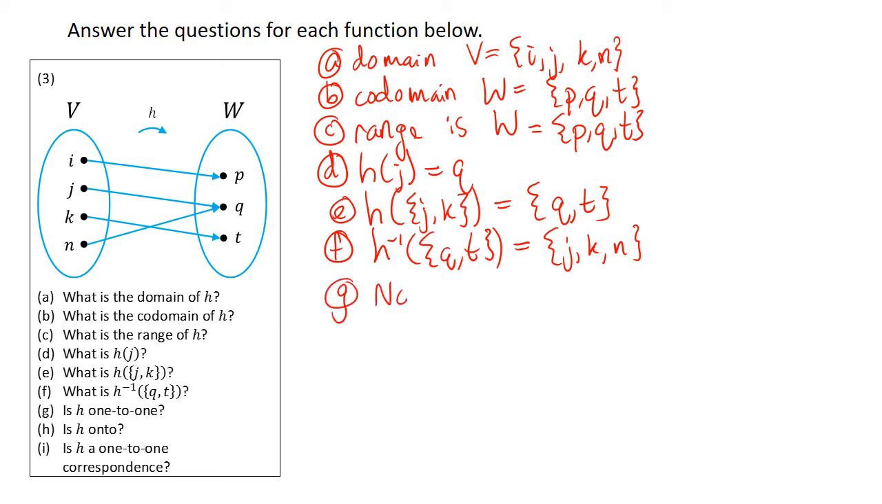Part G, is H 1-to-1? So this is going to be a no, and the reason is because H of J is the same as H of N. So J and N are two different elements, but they have the same output, so that's not allowed. Onto, yes, this is onto. We did hit everything in the codomain. And then part I, this is going to be no, because we got a no for part G.